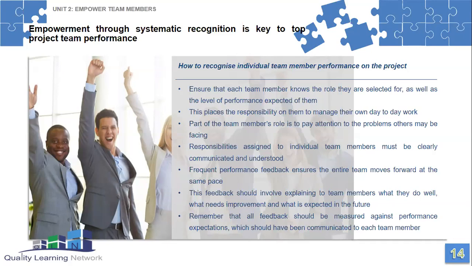How do we recognize individual team members' performance on the project? Human beings are what we call unknown unknowns, and that is the worst type of risk, because we have known unknowns, we have known knowns, we have unknown knowns, and then we have unknown unknowns.